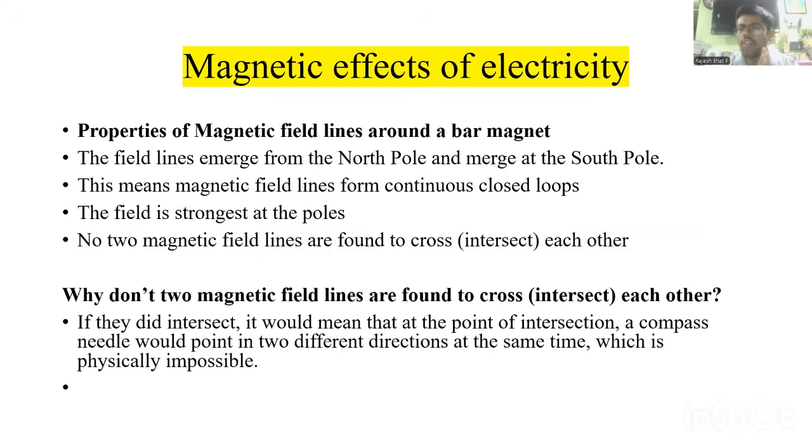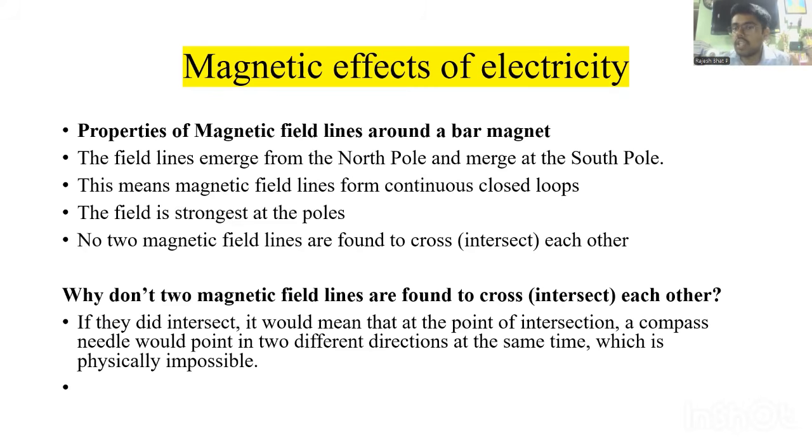Firstly, all of you know the properties of field lines around a bar magnet. You take a bar magnet, nothing you can see. But if you put a paper on it and put some small iron filings, then you can see a beautiful arrangement of these iron filings which will form closed loops. They form a continuous loop. And they are strong near the poles, north pole and south pole. And no field lines will cross each other.